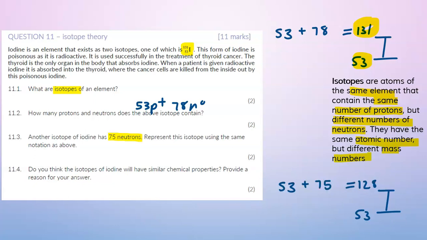And then erase the rest. Do you think the isotopes of iodine will have similar chemical properties? Provide a reason for your answer. Now, when we look at chemical properties, we're not really writing about that in this exam, but the chemical properties are all dependent on the valence electrons.